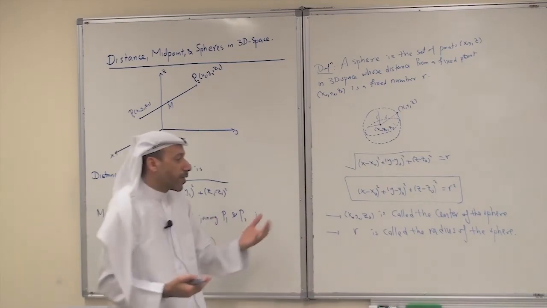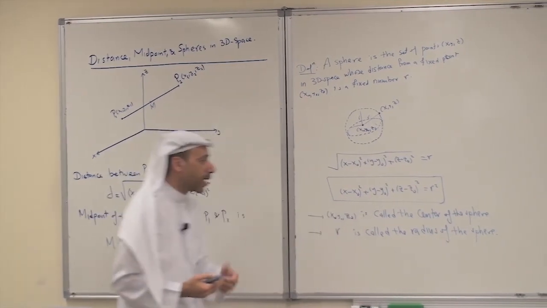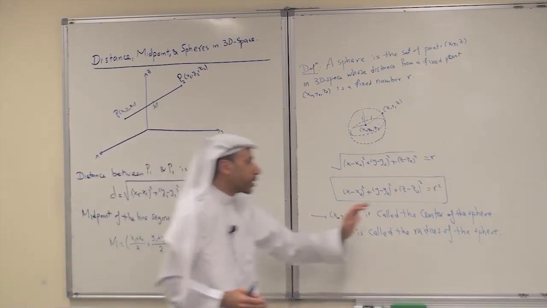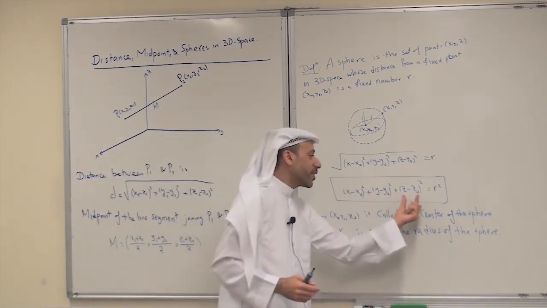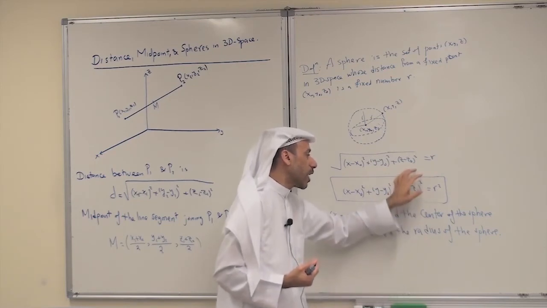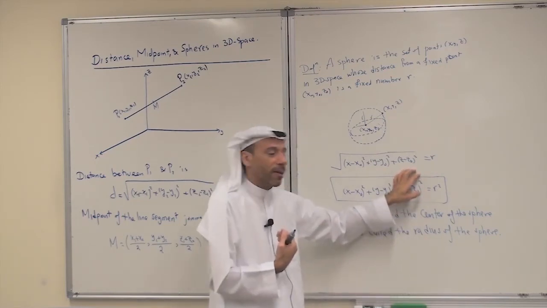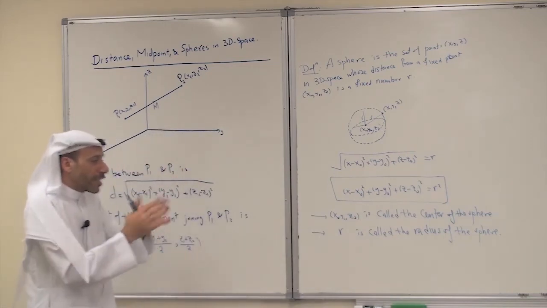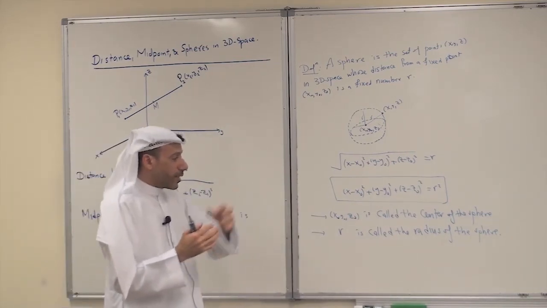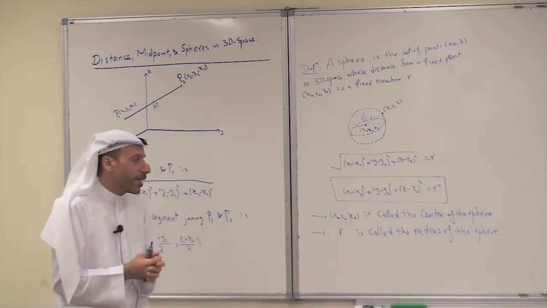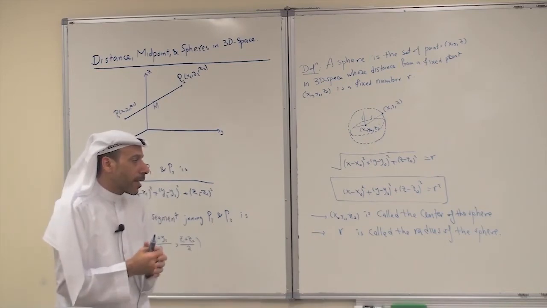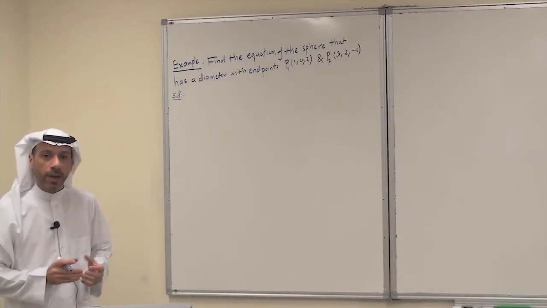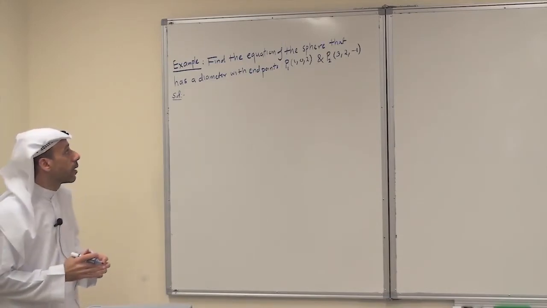And if we compare the equation of a sphere and the equation of a circle in the plane, again, we'll see that there is an extra term, the extra z term here. Without the z term, we get a circle. With the z term, we get a sphere. So a sphere is just a generalization of the circles in the plane. Now we illustrate what we explained by one example.